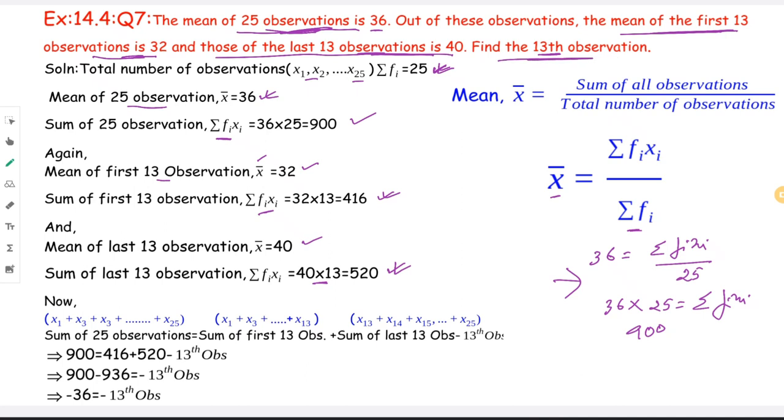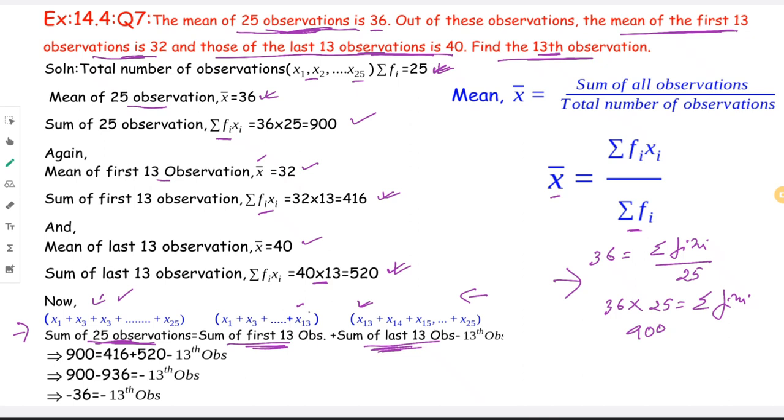Now have a look here. I can write that the sum of the 25 observations is equal to the sum of the first 13 observations plus the sum of the last 13 observations. When I add these two, it should give me the sum of the 25 observations. I'm just showing you this, you don't have to write the blue part. The sum of the first 13 means x1 plus x2 plus x3 till x13, and the sum of the last 13 observations means you start from x25, x25 plus x24 plus x23, like that, and you will see that it ends in x13.